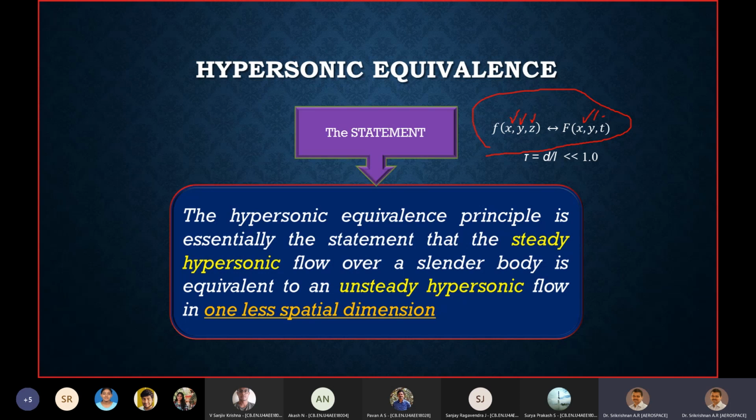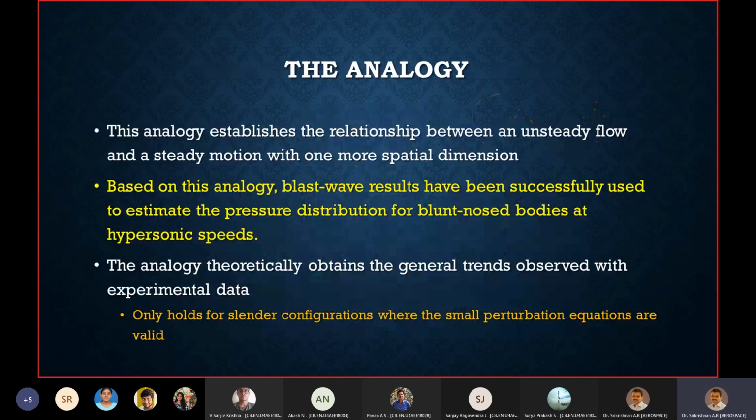Now we will try to physically interpret what we mean by this equivalence between steady 2D and one-dimensional unsteady flow. We will just take a couple of examples. So the most often quoted analogy is the analogy of blast waves or piston-generated waves.